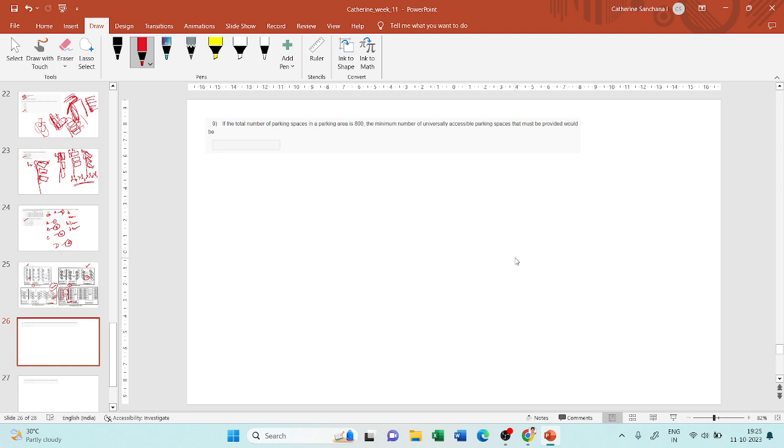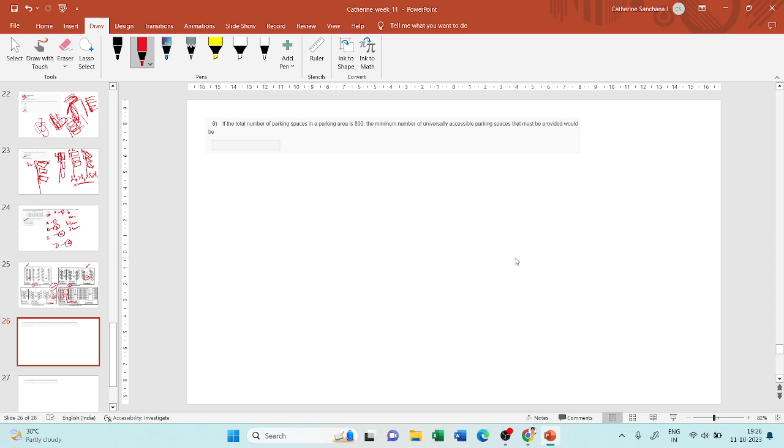If the total number of parking spaces in a parking area is 800, the minimum number of universally accessible parking spaces that must be provided would be what? So what do I mean by universally accessible parking spaces? So a few minutes back I was saying that you should provide parking facilities for disabled people also. So not all the parking areas can be accessed by the disabled people. So you have to make sure that out of say 100 parking spaces totally available, some amount of parking spaces should be designated for disabled people.